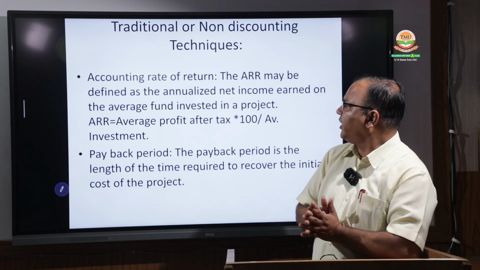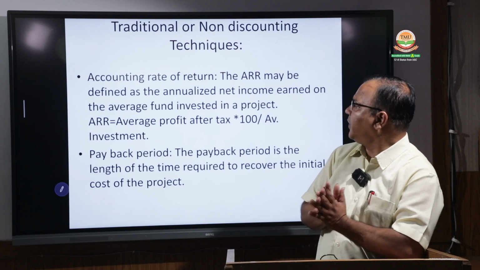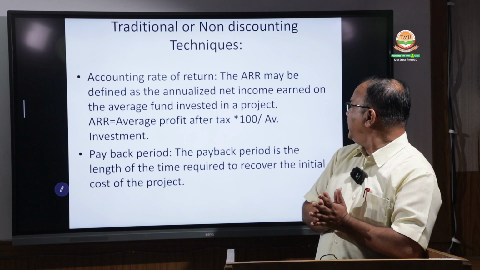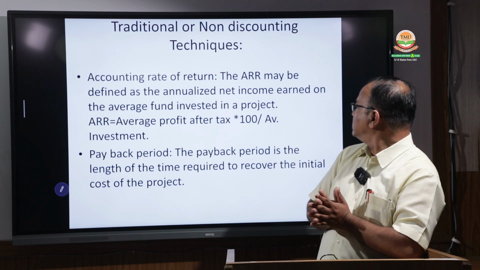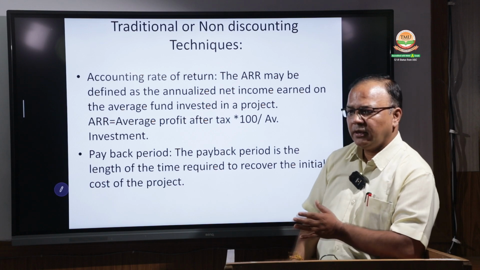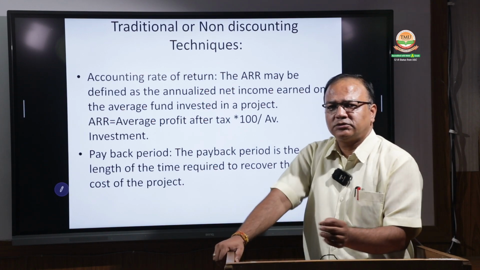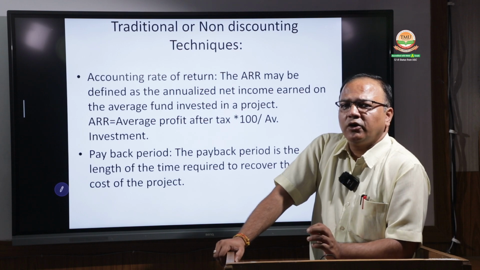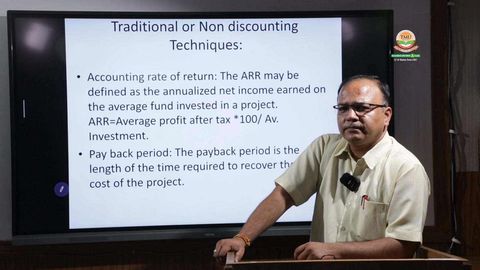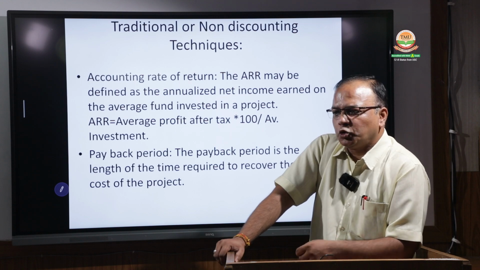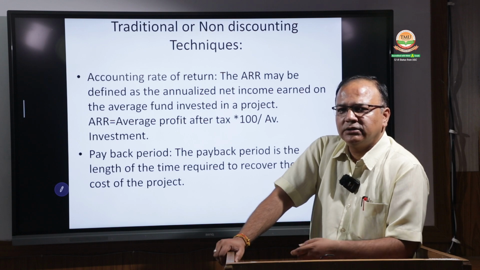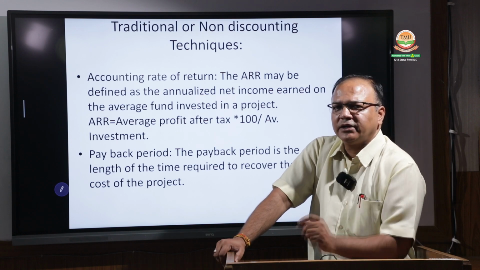So what is the meaning of accounting rate of return? Accounting rate of return may be defined as the annualized net income earned on the average fund invested in a project. It means, suppose you are investing rupees 1 crore to start a project, and after 2 to 3 years, you want to calculate how much return you are getting by continuing this project.